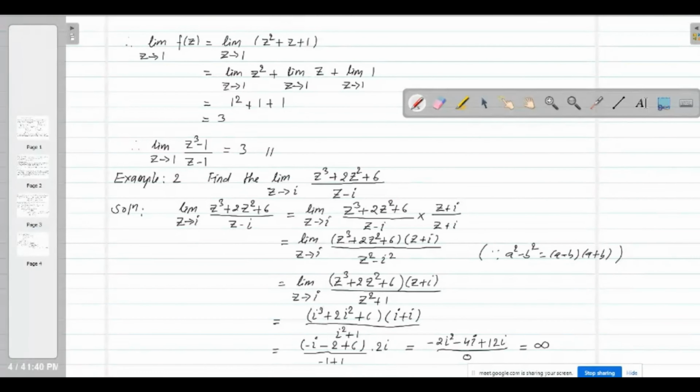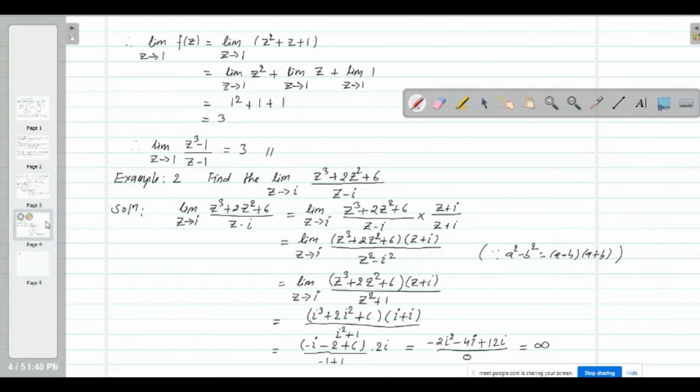Therefore, let us move to the next page. Therefore, limit z tending to i of (z cubed plus 2z squared plus 6) divided by (z minus i) does not exist. Okay, the limit of this function does not exist. I hope you understood this.